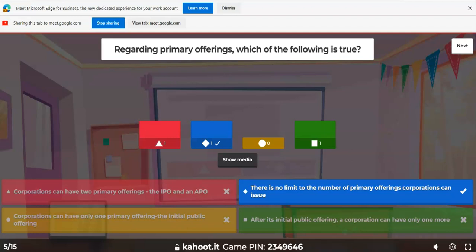Choice A, I'm going to say that the red one was a little vague to me because there are two types of, you say there is an IPO and an APO as being two types, but I think they meant that they can only do it twice is what they really meant by that. So that was a little vague, but choice B is a better description.